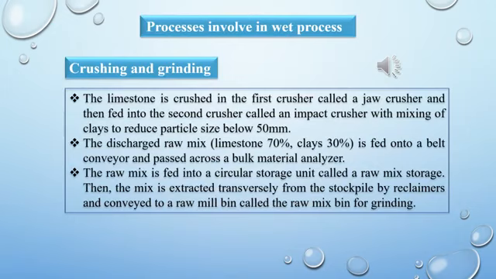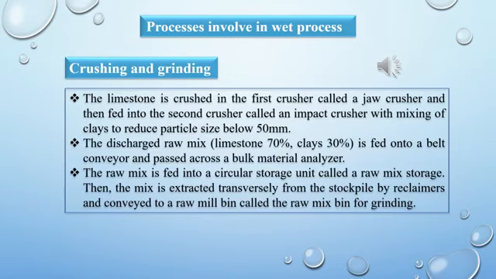So students, after the brief introduction of wet process, now we are going to explain the different processes which are involved in the wet process. And in those processes, the first process is crushing and grinding. The limestone is crushed in the first crusher called a jaw crusher and then fed into the second crusher called an impact crusher with mixing of clay to reduce the particle size below 50 millimeters.